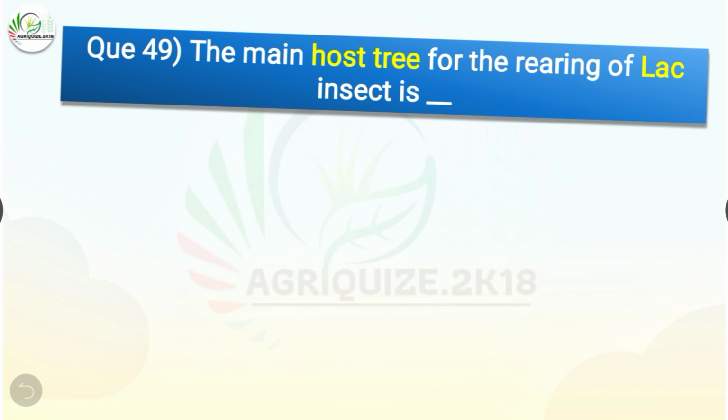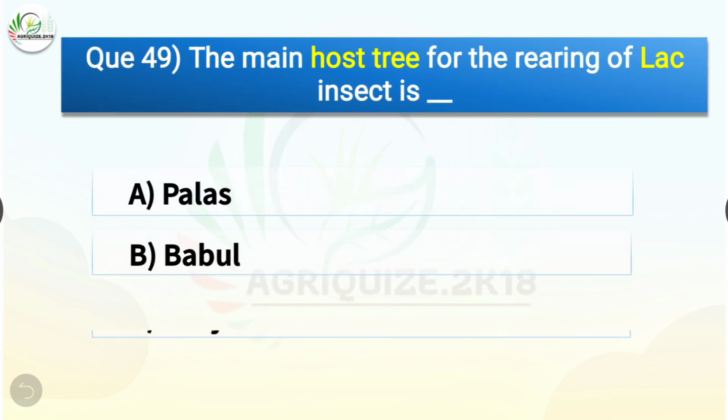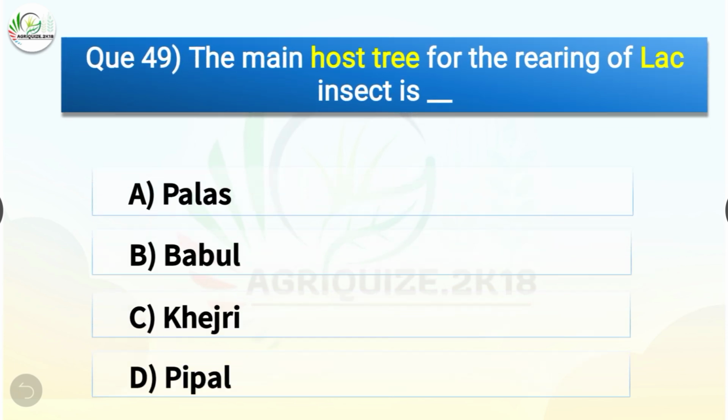Question number 49. The main host tree for the rearing of lac insect is dash. The options are Palas, Babul, Khejri, or Peepal. The correct answer is option A, Palas. So the main host tree for the rearing of lac insect is Palas. The Indian lac insect Kerria lacca mainly thrives on the succulent shoots of the plants kusum, palas, and ber, and other regional host trees also.